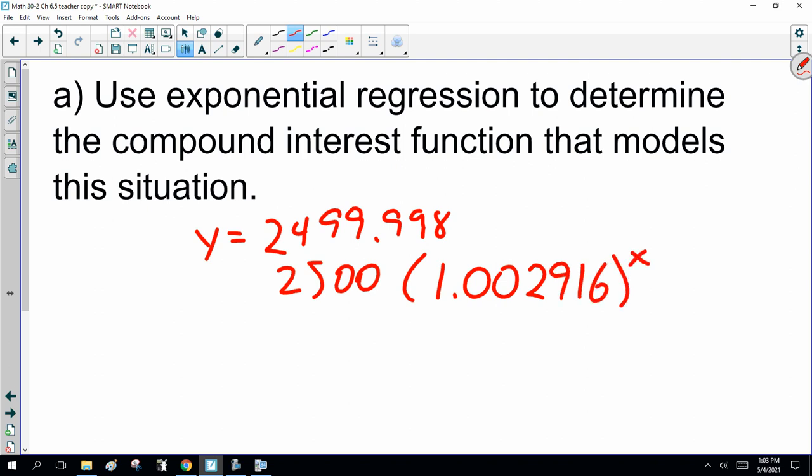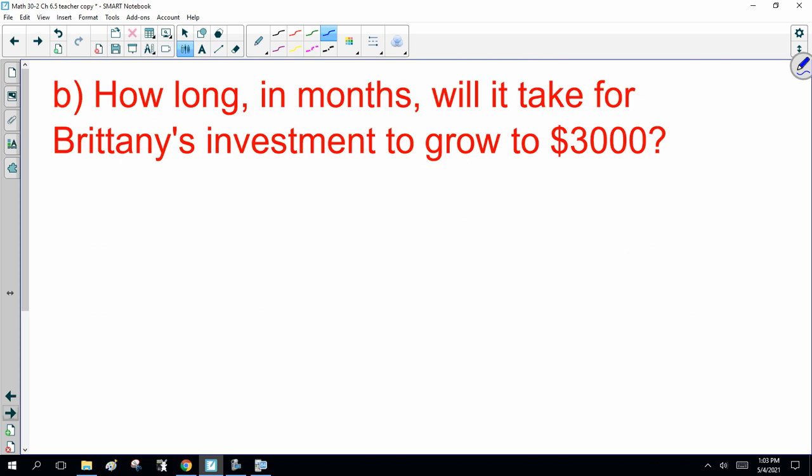All right. So, a couple things to point out here. This is my principal, what I started with: $2,499.9989. That's 2,500. This is the interest rate for the compounding period. Right? Now, that you need to be able to do, because the more important question is B. How long in months will it take for Brittany's investment to grow to 3,000?